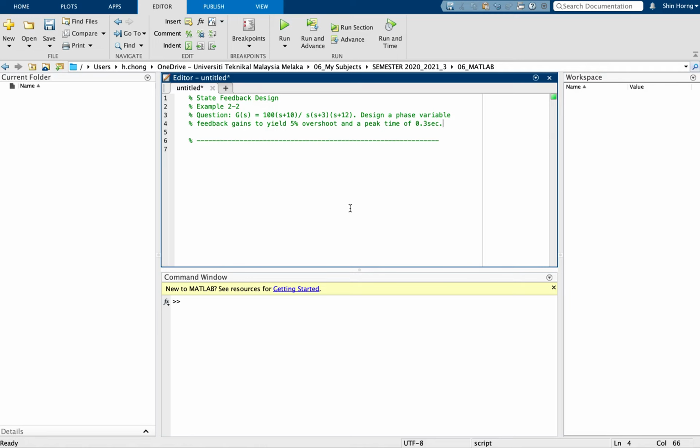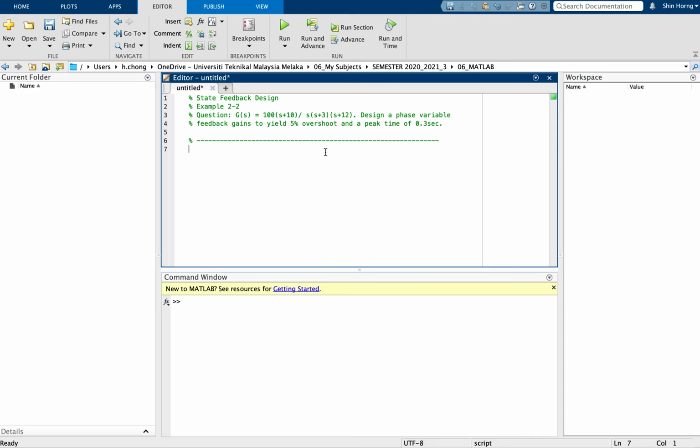Today we are going to learn how to use MATLAB to design the state feedback controller. This is example 2-2 in our lecture notes this morning. I rewrote the question here. We have the open loop transfer function, and the question requires us to design phase variable feedback gains to yield 5% overshoot and a peak time of 0.3 seconds.